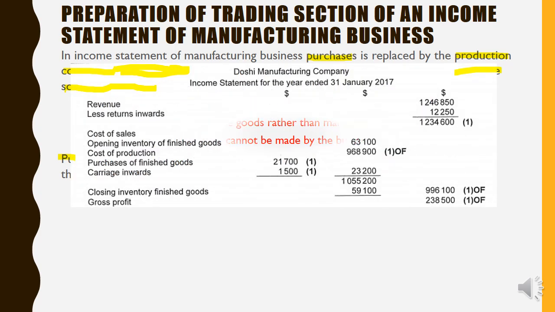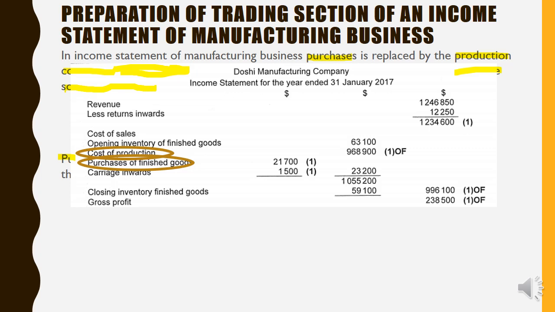Okay, this is one example of a manufacturing company's income statement. As usual, they start with revenue and everything. Can you see the cost of sales? Under the cost of sales, we have opening inventory, finished goods. Under the opening inventory of finished goods, we have cost of production. That particular cost of production needs to be added with purchases of finished goods.